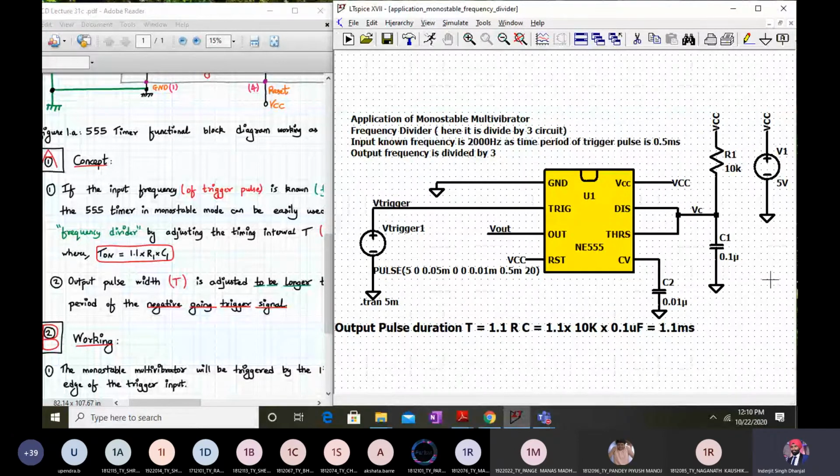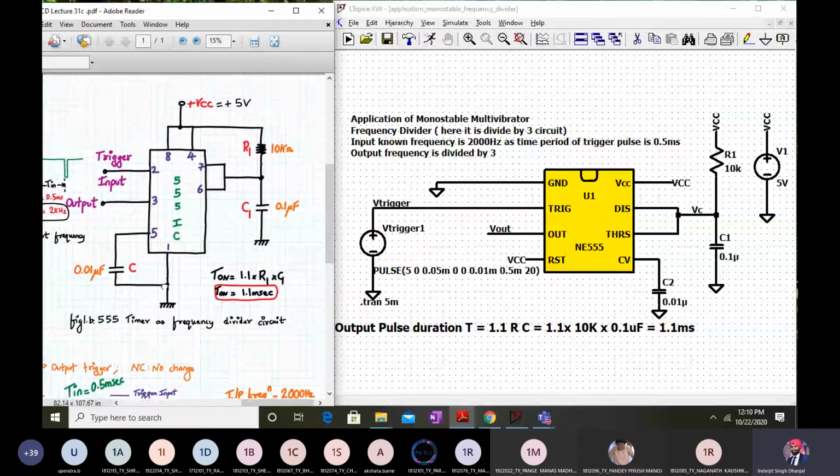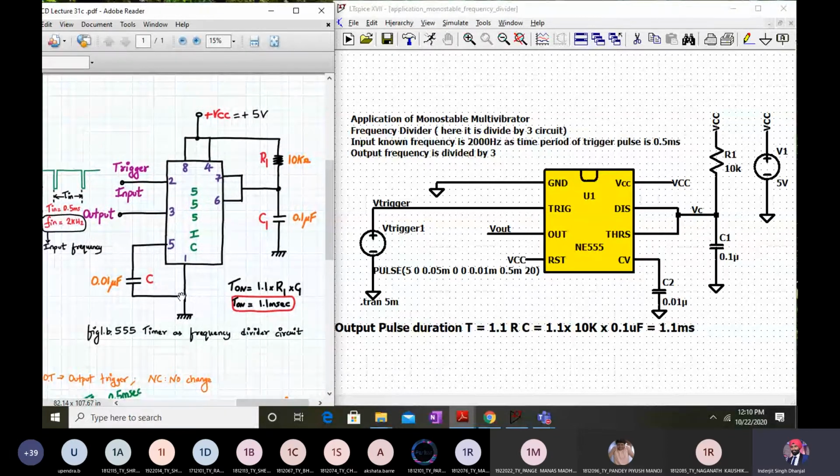Okay, so this is my first application of my monostable multivibrator. Here we have seen in theory that this will divide the input frequency by 3. My output frequency will be the input frequency divided by 3. This is my circuit diagram on the left hand side, my frequency divider circuit. As you can see, R1 and C1 values are there, the C value is also connected 0.01, and my trigger pulse is there. So my output pulse duration T on is 1.1 millisecond. I should have written T on, no problem.